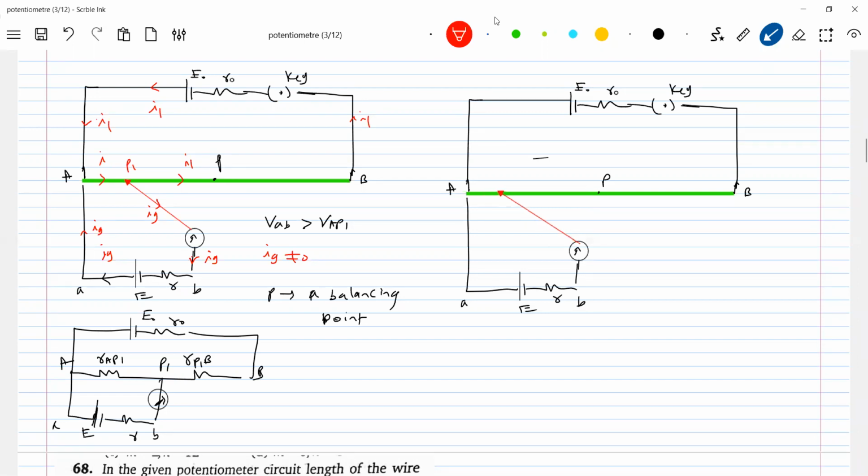From here you should move. If the pointer starts deflecting towards 0, somewhere the point in the galvanometer will be at 0 now, balancing length. Current through galvanometer will be 0. Then if I further move it, if the pointer deflects on the right side of 0, then what does it mean? Yes, this is the balancing point.